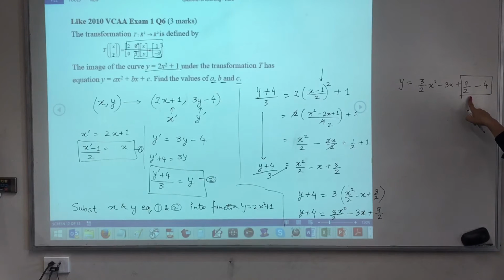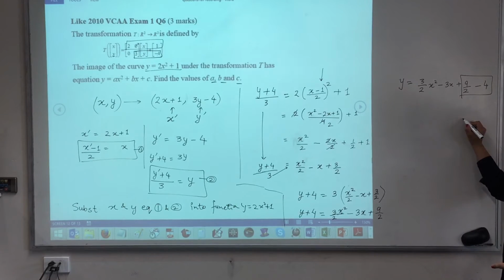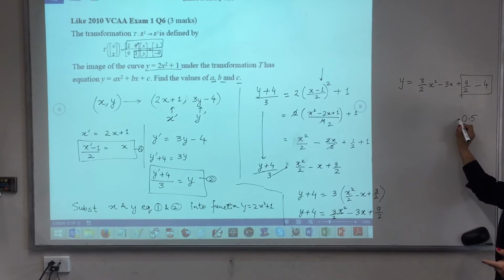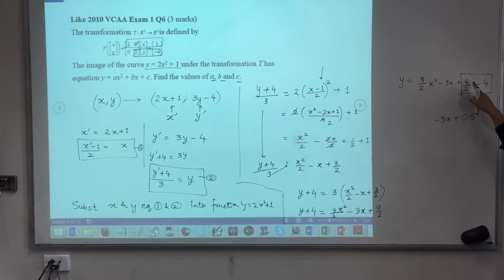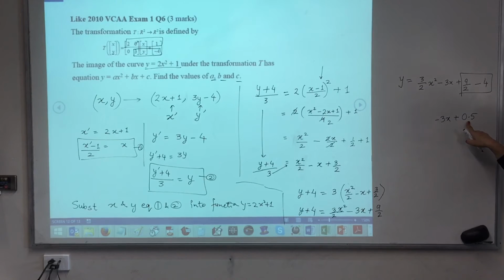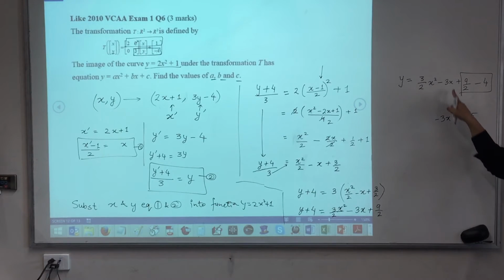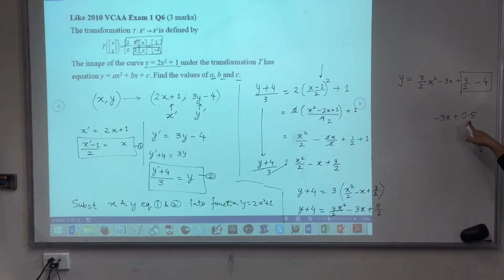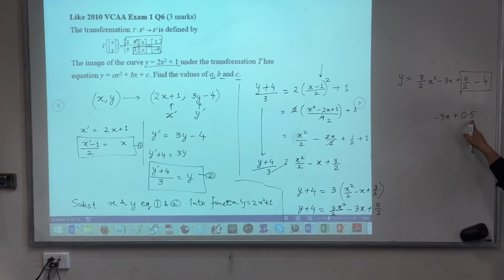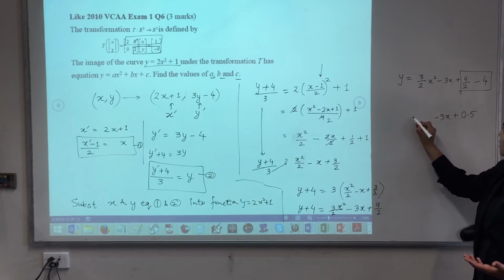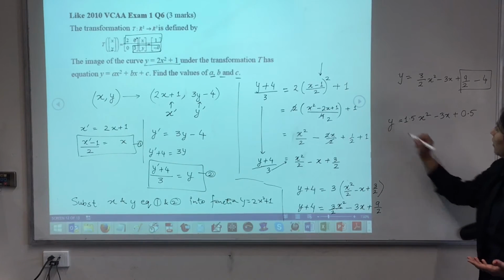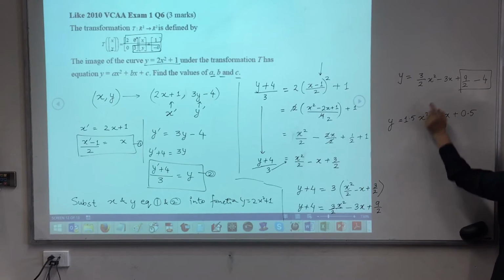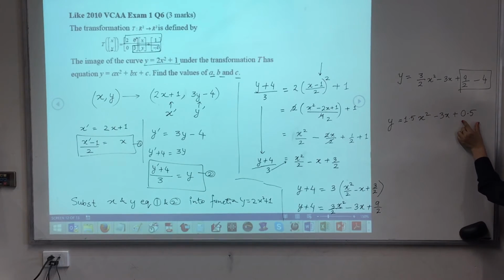9 over 2 is 4 and half minus 4. 4 and half minus 4 is half. So it's just 0.5, or you can write it as 1 over 2 as well. So if you want to do it the fraction way, you can either write it as 0.5 or 1 over 2, it's the same thing. Why am I changing this now? Because I know this is my last step and I'm going to reach my answer. So this is y equals 1.5 x squared, since 3 over 2 is 1.5, minus 3x plus 0.5.